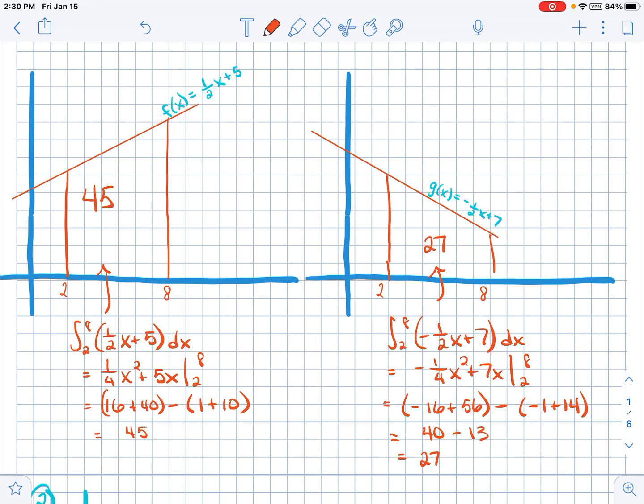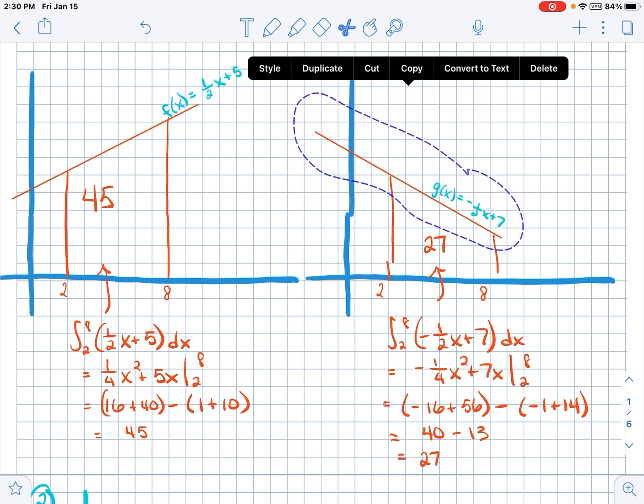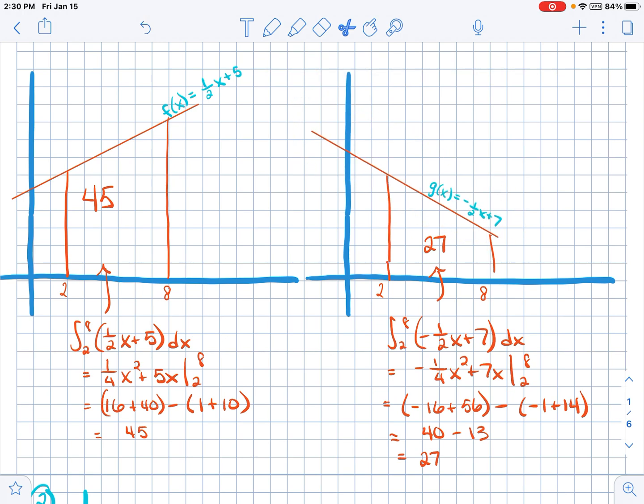So what I'm trying to find is the area between those two graphs. Well, I've doubled up some of my area when I've done this. I found extra area because I found the area under this top function, and the area under the bottom function. So if I subtract those two, that'll leave me what is left over. So the area that has not been duplicated.